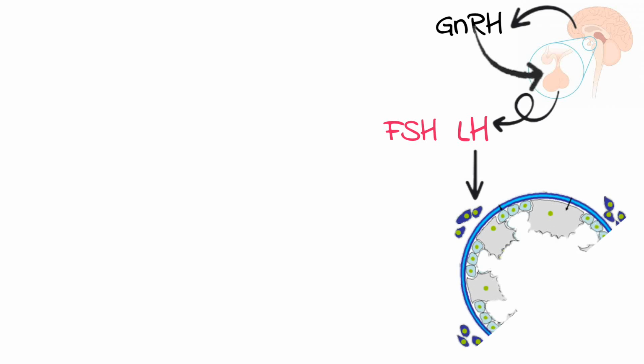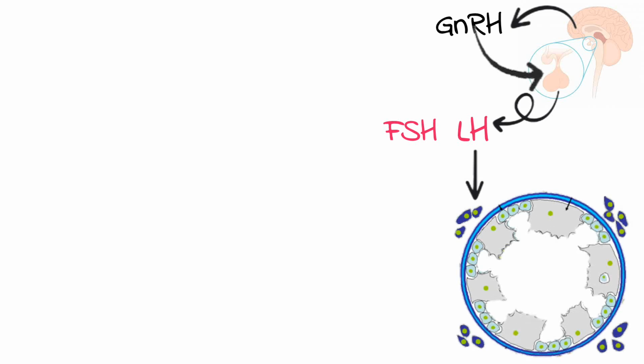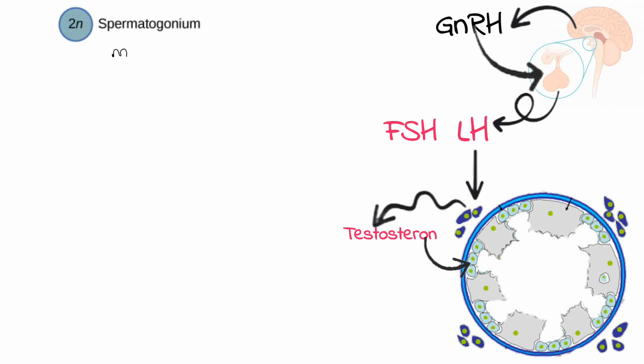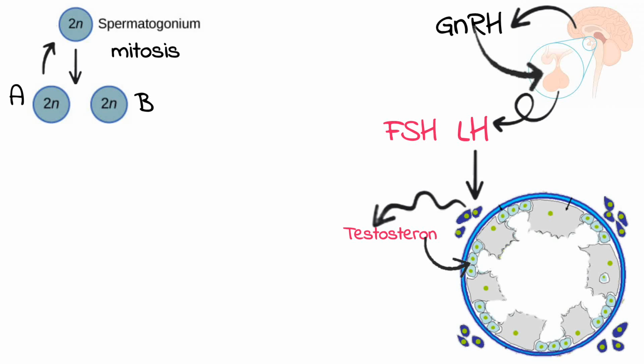Luteinizing hormone, LH, acts on Leydig cells, stimulating them to release the hormone testosterone. Testosterone then acts on spermatogonia cells and, through mitosis, divides them into 2 daughter cells, type A and type B cells. Type A cells continue to divide and produce more spermatogonia to maintain their population. Type B cells divide by mitosis into primary spermatocytes.